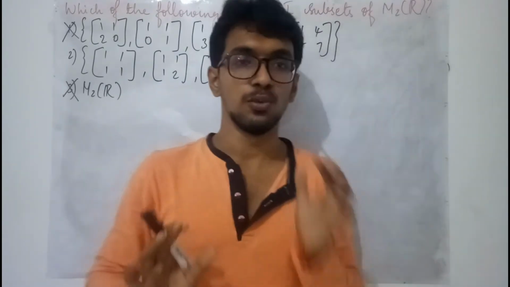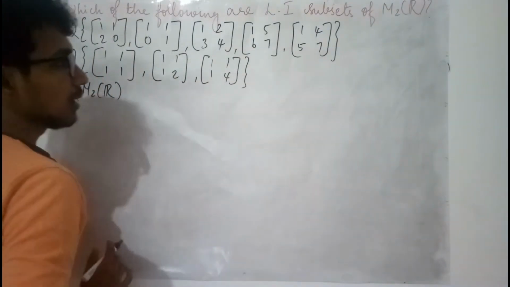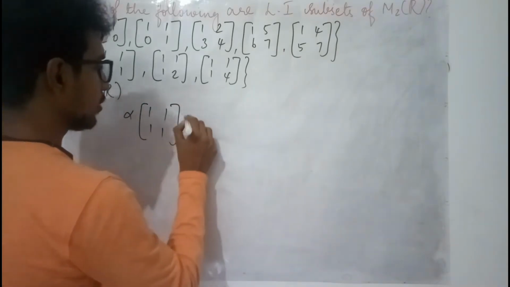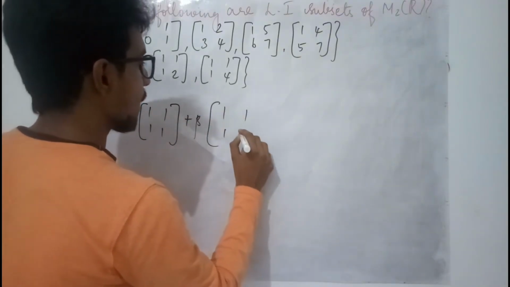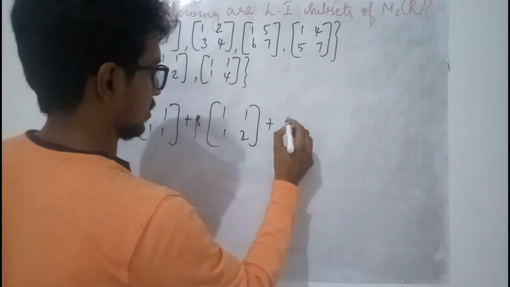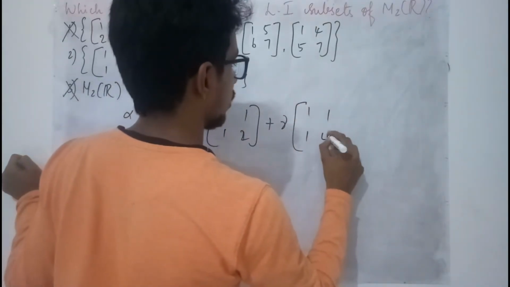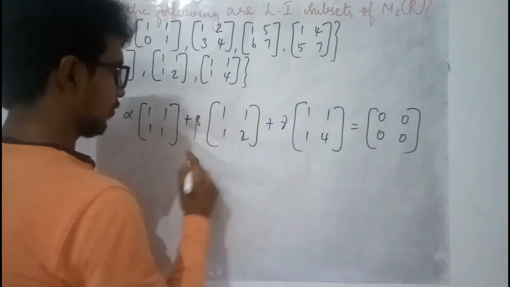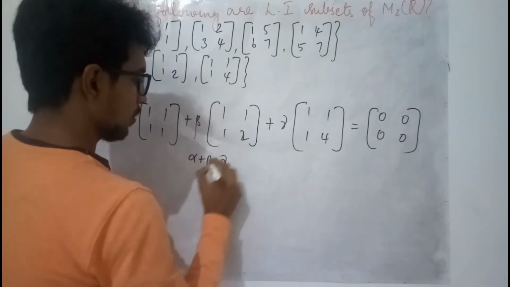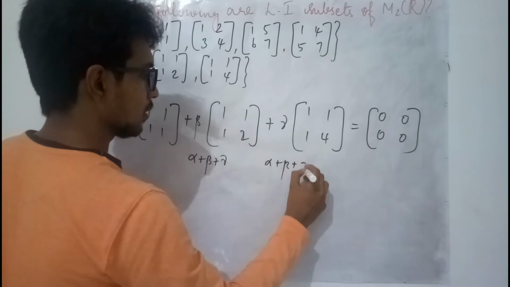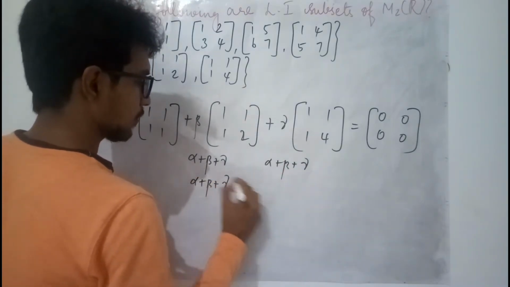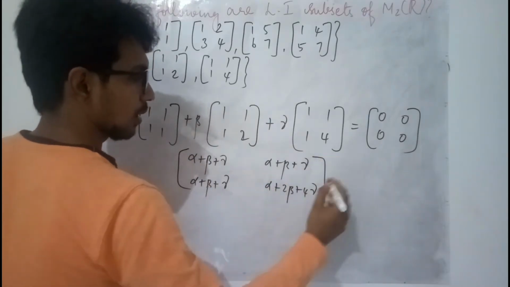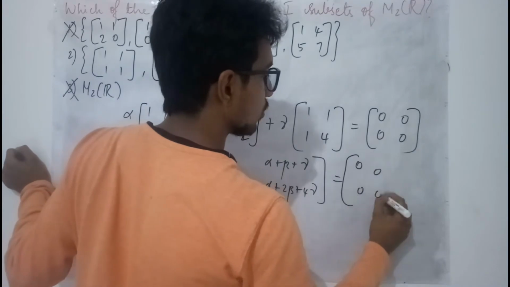Here let us check that too. In order to check the linear independence, what do we do? We make a linear combination, plus some gamma times 1 1 1 4, which is to be equated to 0 0 0 0, and when you perform the operations, you are going to have what? Alpha plus beta plus gamma, alpha plus beta plus gamma, alpha plus beta plus gamma, alpha plus 2 beta plus 4 gamma, and this is to be equated with 0 0 0 0.